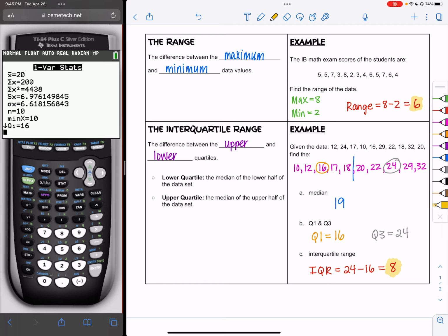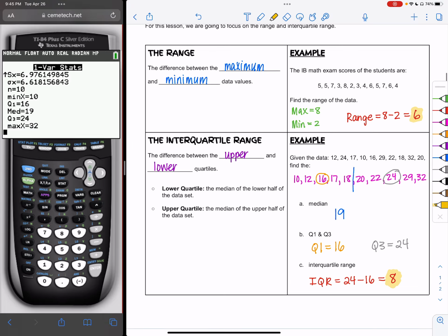As you can see here, as I scroll down, I see that my median is 19, so that is correct. I see that my Q1 is 16, which is correct. My Q3 is 24, which is correct. It does not calculate your ranges for you because all you have to do is subtract. So I can verify that my answers are correct here.